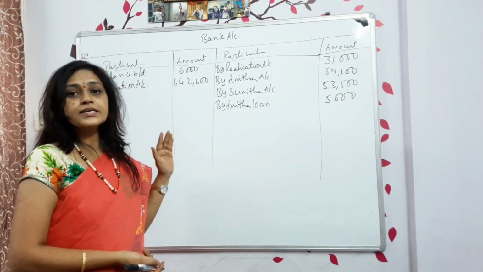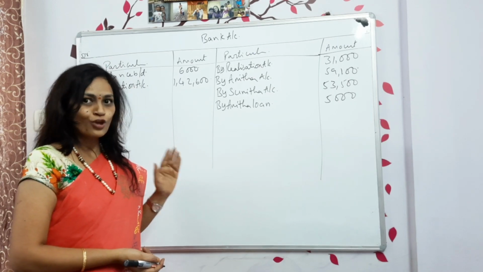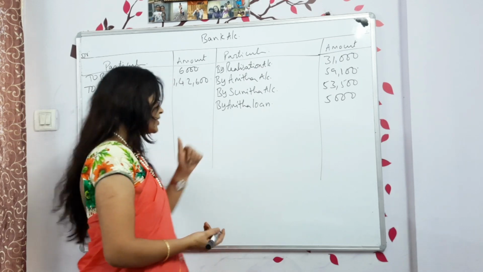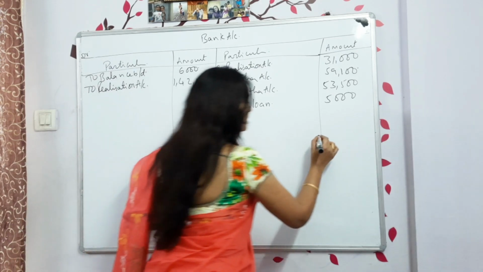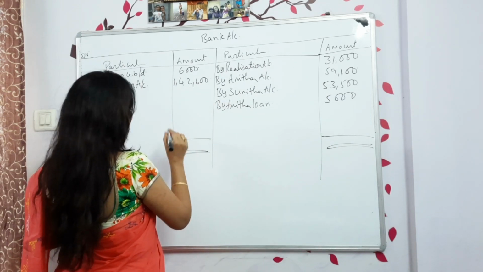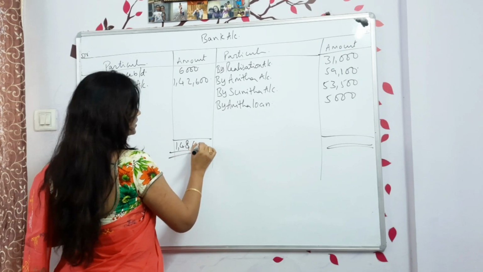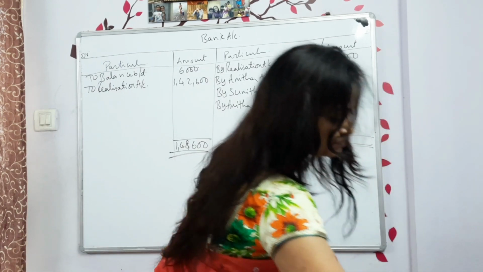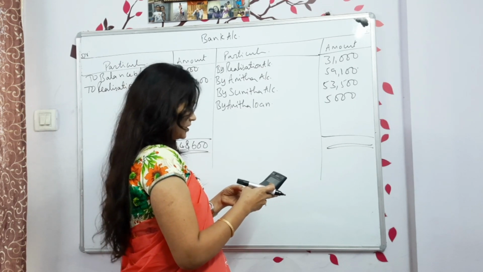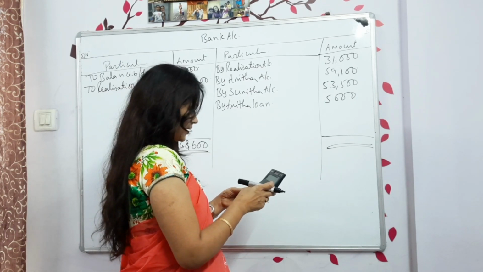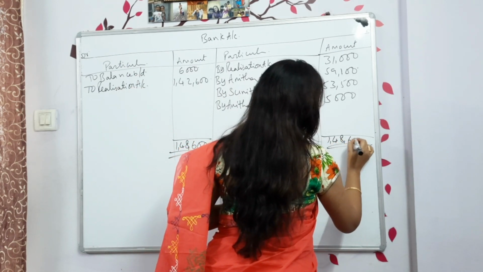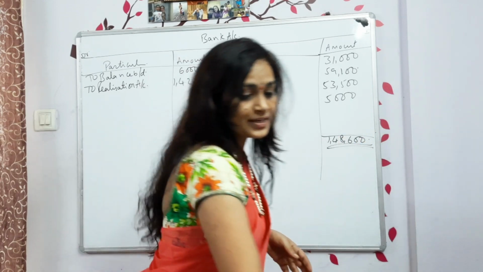If it is tallied, yes, what you have done is correct. If it is not tallied, you have committed a mistake somewhere, so let's find out where the mistake was. Let's do the total. It must tally: 1,42,000 plus 6,000, 1,48,600. Then this side: 31,000, 59,100, 53,500 and 5,000, which is 1,48,600. So it's tallied. The bank account is totally tallied.